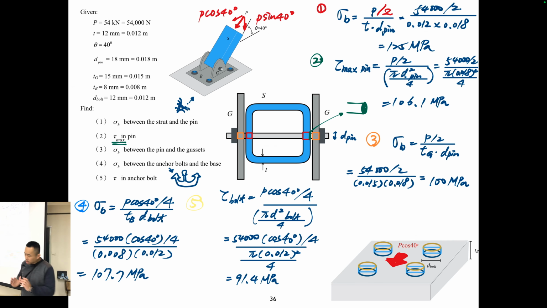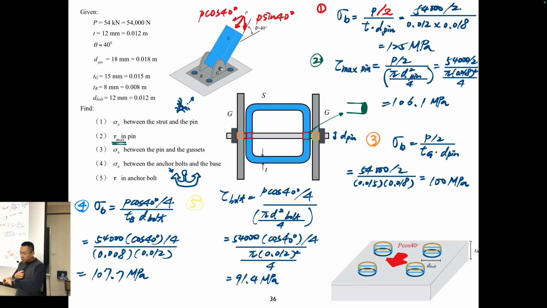Okay, this is a little bit difficult, I know. But all you need is the right concept, the correct knowledge about how to draw the force, how to balance it, and choose the correct area. Remember, bearing stress area is perpendicular to the force. Remember, shear stress area is parallel to the force. That's it. Easy, actually.